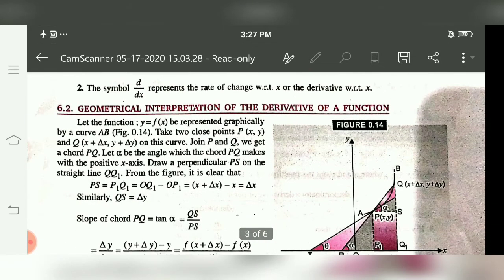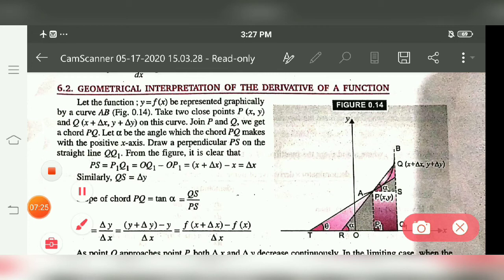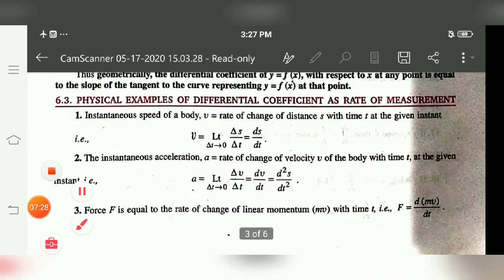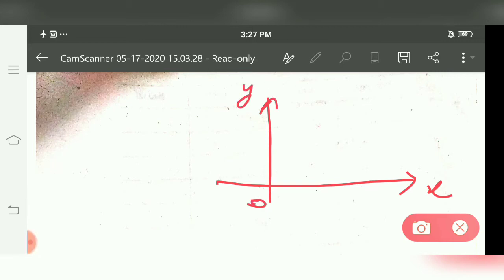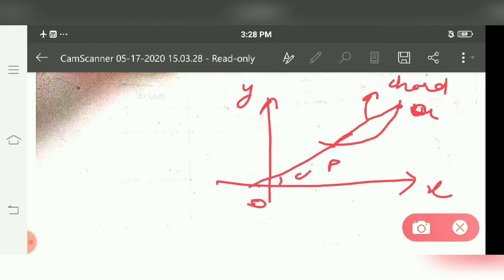So, the geometrical interpretation. If we represent this with geometry, suppose we have a curve. This is a graph, on this side we have the x-axis, on this side we have the y-axis, and this is the origin. We have a curve, say this type of curve, and we consider 2 points on the curve, P and Q. The line joining them is acting as a chord of this curve. If we extend this chord, let it make an angle alpha with the positive x-axis.